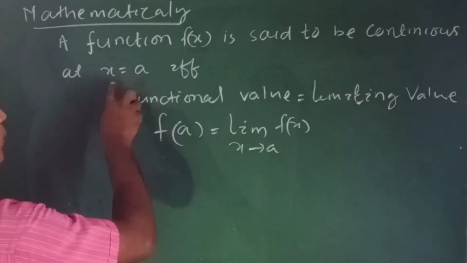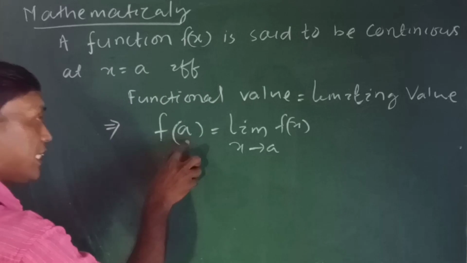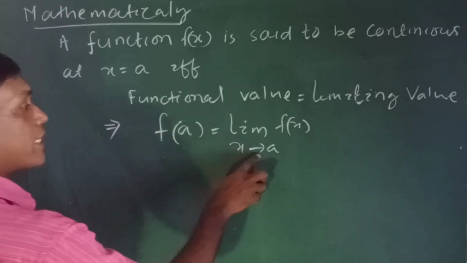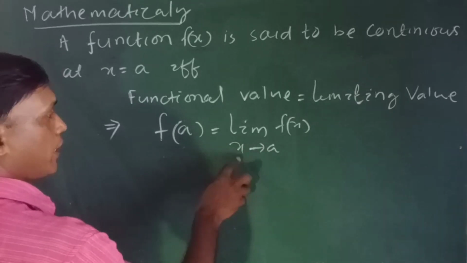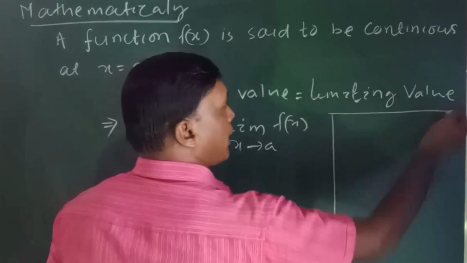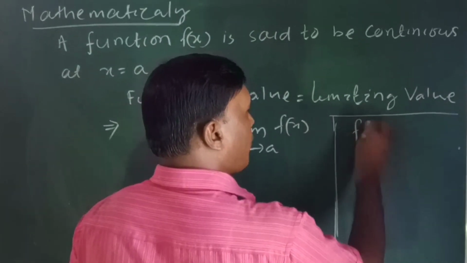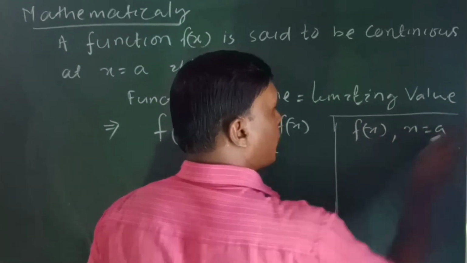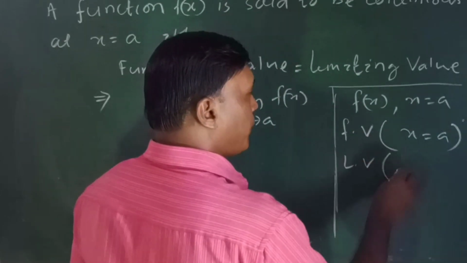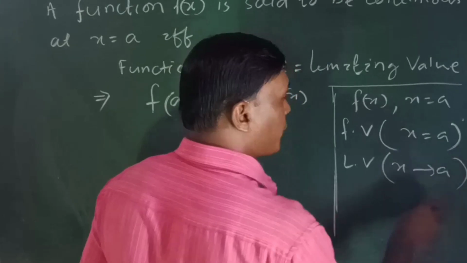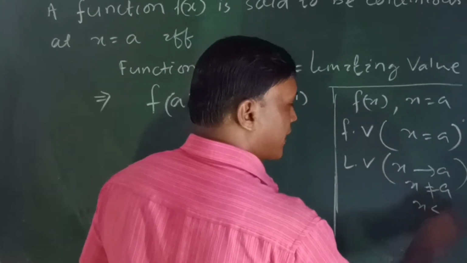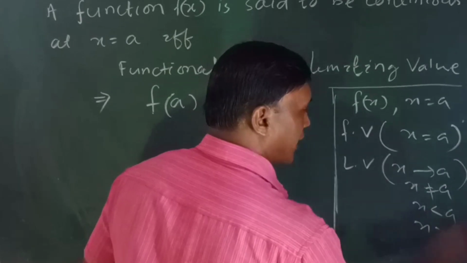But we put x is equal to a, so this is x is equal to a. X is equal to a means this is the functional value, and x tends to a means x not equal to a, this is a limiting value. So look here, dear students, there are two values. f of x is the function; x is equal to a gives the functional value, and x tends to a gives the limiting value.